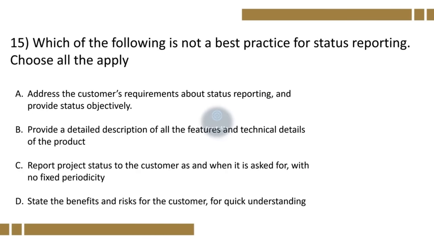Question 15. Which of the following is not a best practice for status reporting? Choose all that apply. Option A, address the customer's requirements about status reporting and provide status objectively. Option B, provide a detailed description of all the features and technical details of the product. Option C, report project status to the customer as and when it is asked for with no fixed periodicity. Option D, state the benefits and risk for the customer for quick understanding. And the correct option is B and C.